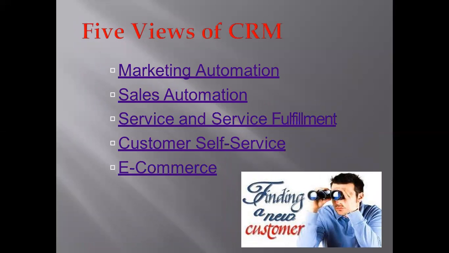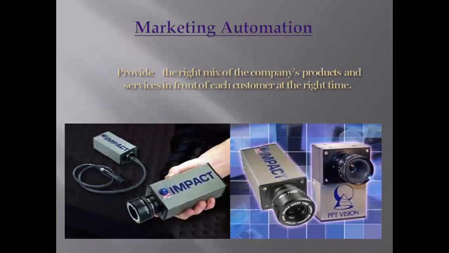These are the five pillars of the CRM: the marketing automation, the sales automation, the service fulfillment, the customer self-service, and the e-commerce. So let's start. Starting with the marketing automation. So what is marketing automation? It provides the right mix of the company's products and services in front of each customer at the right time.